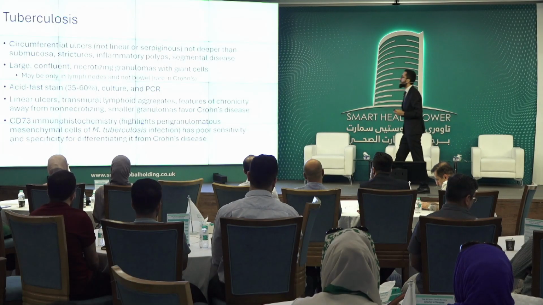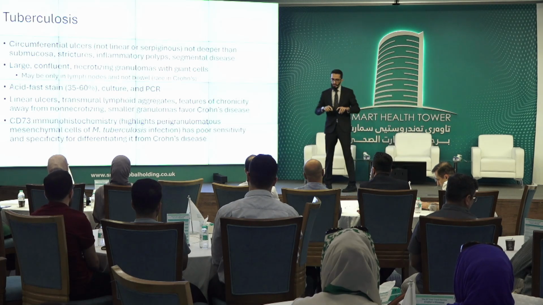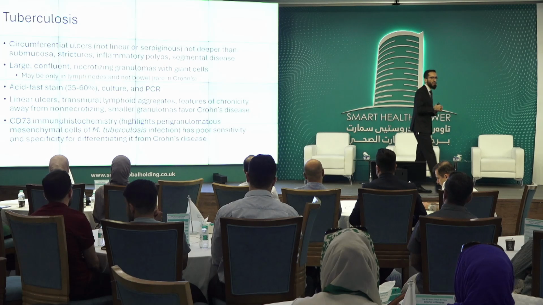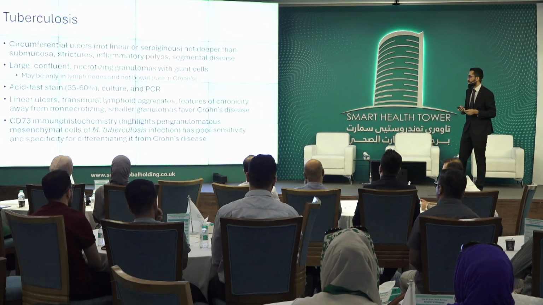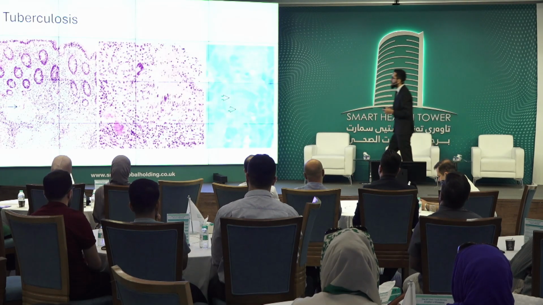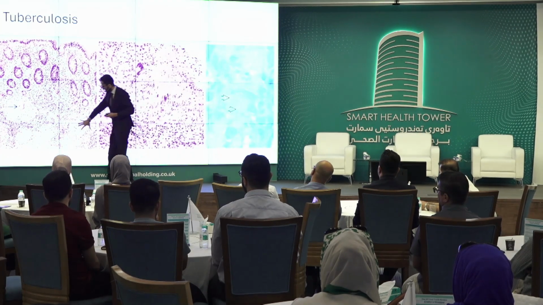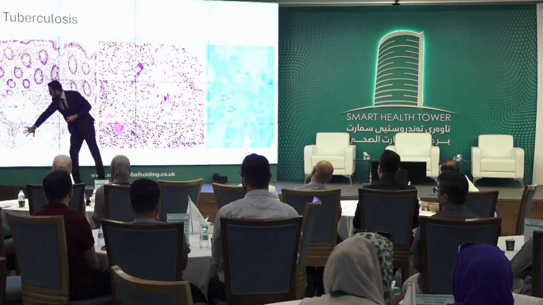So there was some suggestion of an immunohistochemical stain that would highlight the granulomas of TB as opposed to Crohn's disease, but it was shown not to be sensitive or specific, so we don't do it. Okay. These are the granulomas of tuberculosis. You can see these pink rounded collections. They're much more abundant than you see in Crohn's disease.